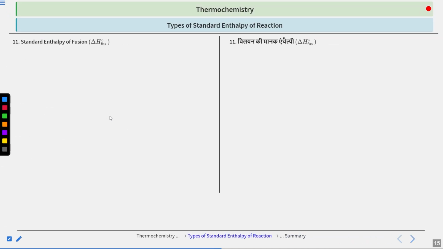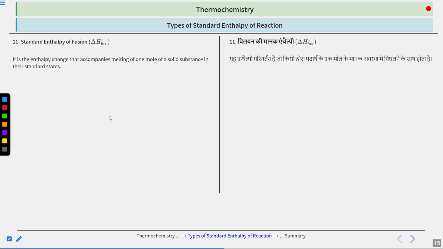Further, next we have standard enthalpy of fusion. It is basically the conversion of solid into liquid. The enthalpy change accompanying the change of 1 mole of a solid to the liquid is called the standard enthalpy of fusion, and it can be written as delta H naught of solidification equals negative of delta H naught of fusion. Why? Because fusion is the opposite of solidification. So to calculate solidification, we take a negative sign against it. Clear?